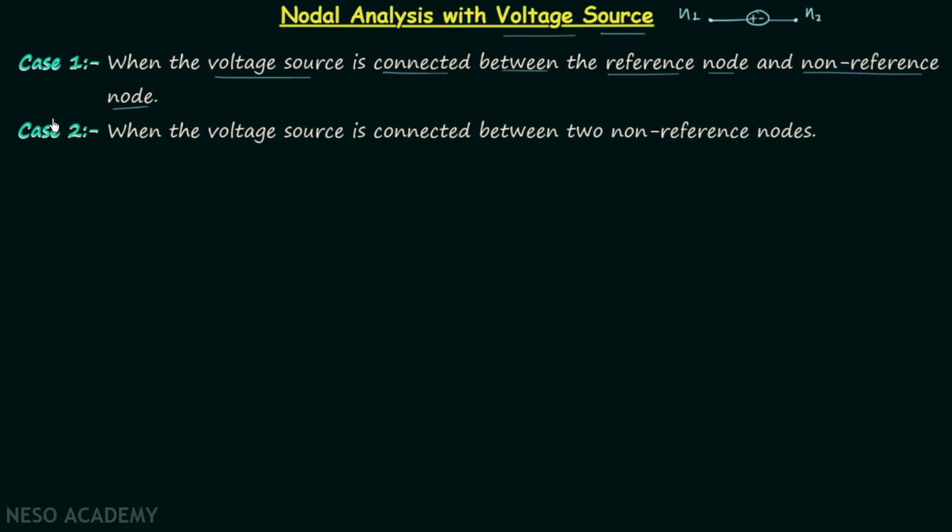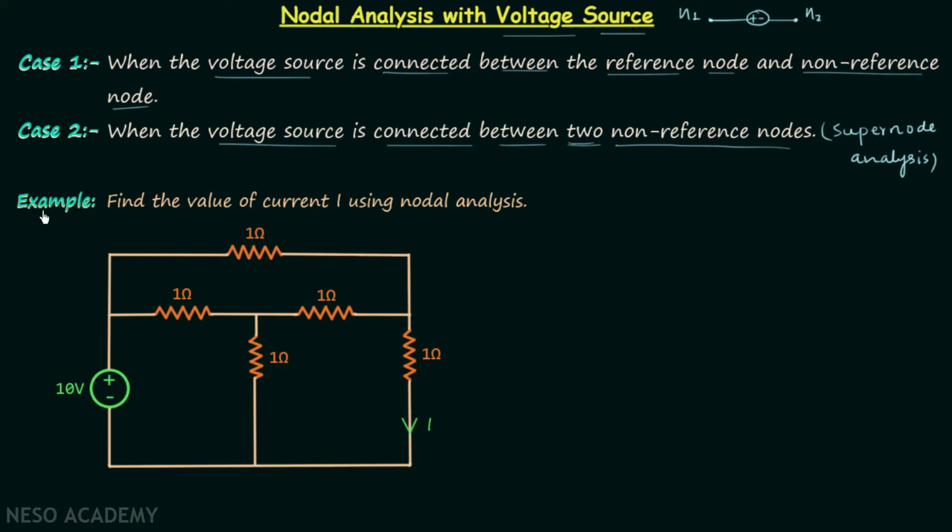In case number 2, the voltage source is connected between two non-reference nodes. So both N1 and N2 are the non-reference nodes, and due to this reason there will be a formation of supernode, and therefore case number 2 is also known as supernode analysis. And we will understand what is supernode analysis in the coming lecture. And now we are going to understand case number 1 by taking one example problem.